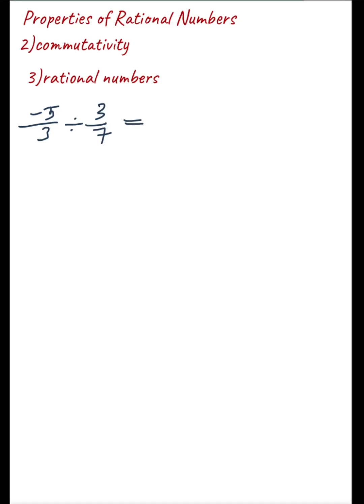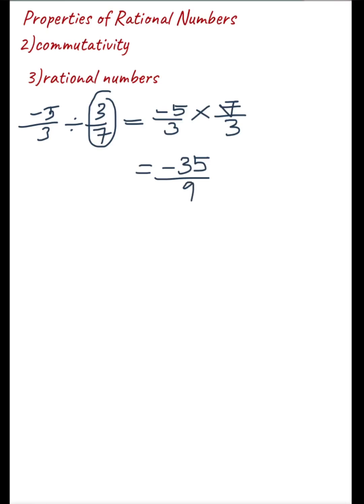You know that division is simply equal to multiplying with the reciprocal of the second. That means the first number is written as it is, and we put the multiplication sign. The reciprocal of 3 by 7 is 7 by 3. Now our answer will be: what is minus 5 into 7? It's minus 35. What is 3 into 3? It's 9. So the answer will be minus 35 by 9.